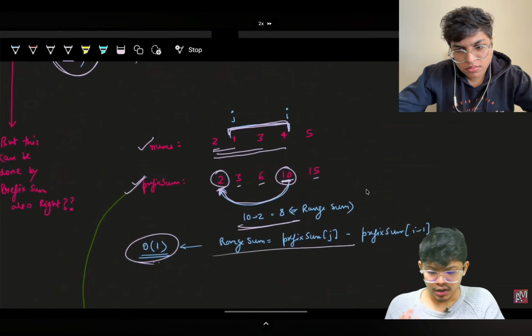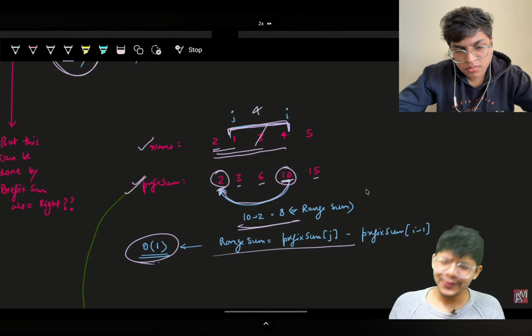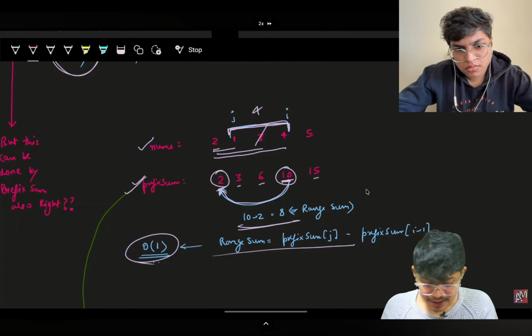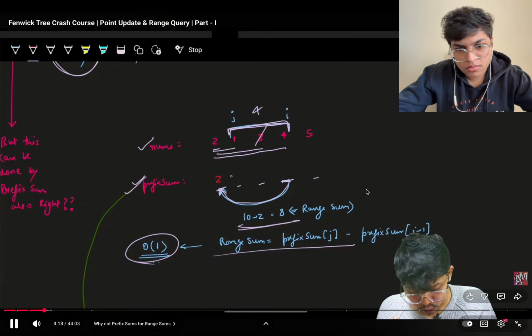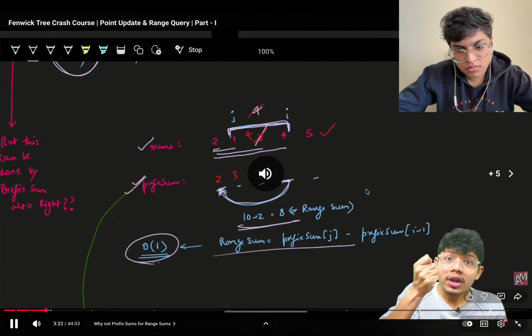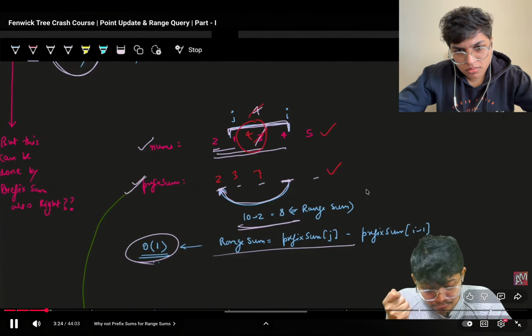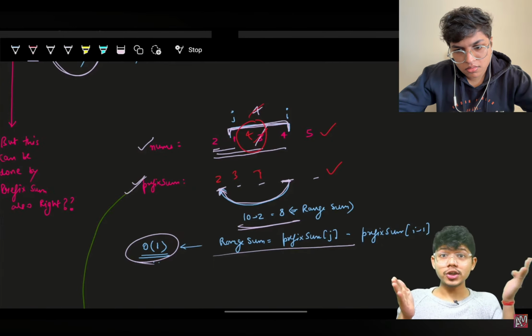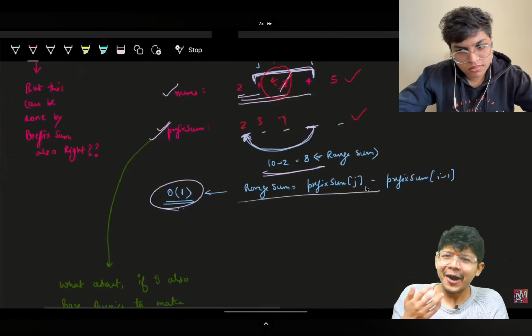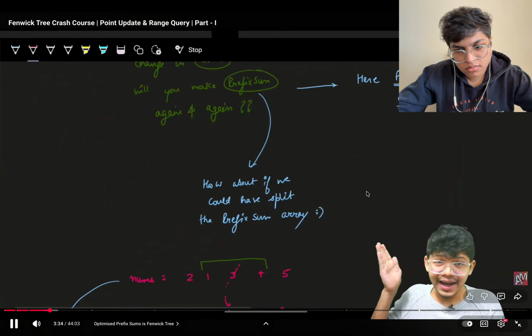say, update this 3 to 4, then what will you do? Will you go and update the entire prefix sum again? Yes, you will have to update the entire prefix sum again. So for every small one-element update, I have to apply an O of n operation to update the entire prefix sum. How is this even useful, using an O of n operation each time?